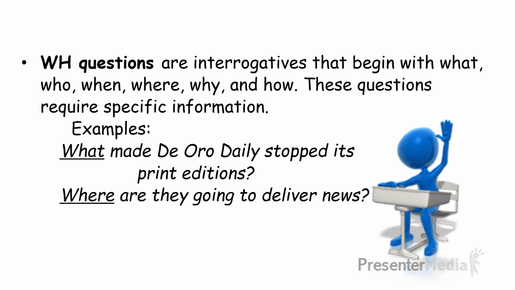WH questions are interrogatives that begin with what, who, when, where, why, and how. These questions require specific information. So what made the Oro Daily stop its print editions? Where are they going to deliver news? So it requires specific information as answers, unlike yes or no questions that require either a yes or a no.